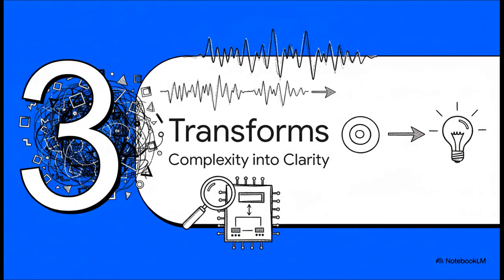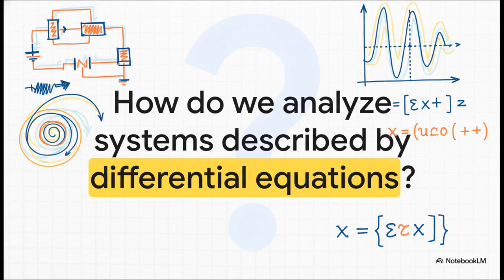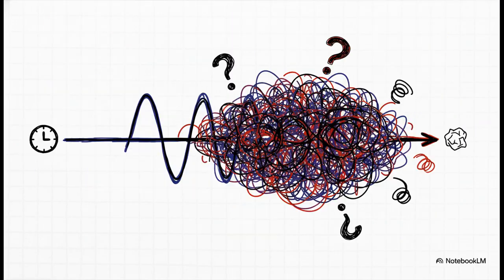Okay, on to section 3, and this is where things get really, really powerful. We're talking about transforms. This is how engineers take a ridiculously complex problem and just look at it from a completely different angle to find a simple solution. So here's the challenge. The behavior of a ton of real-world systems, like an electronic circuit or a car's suspension, is described by some pretty complicated math, specifically differential equations. So how on earth do you solve these things to predict what the system will actually do? Well, the truth is, trying to wrestle with these equations directly in what we call the time domain, which is just looking at how signals change over time, can be incredibly hard.